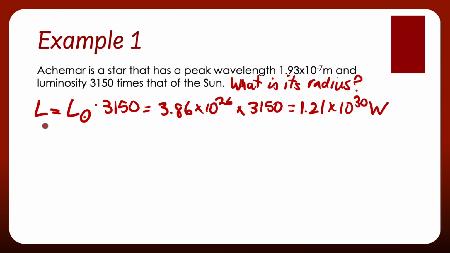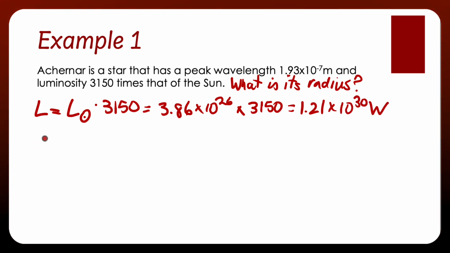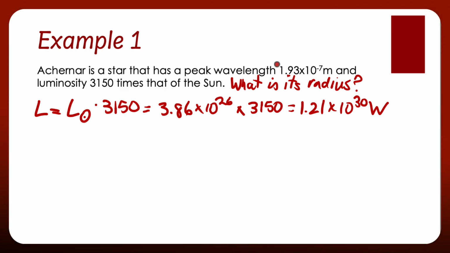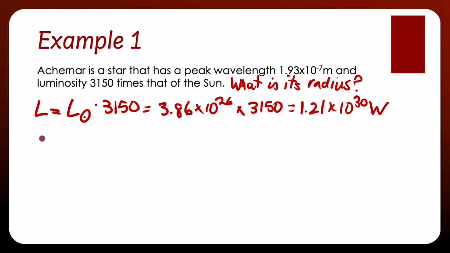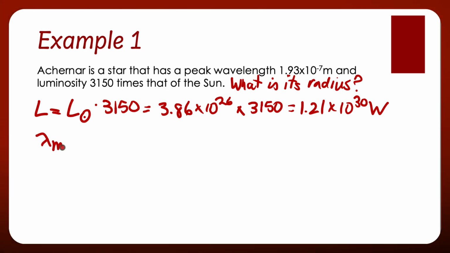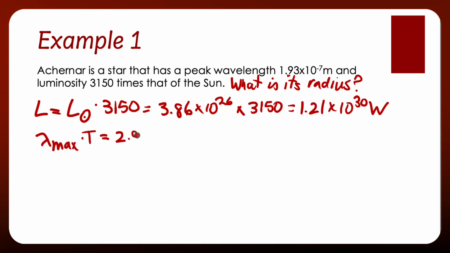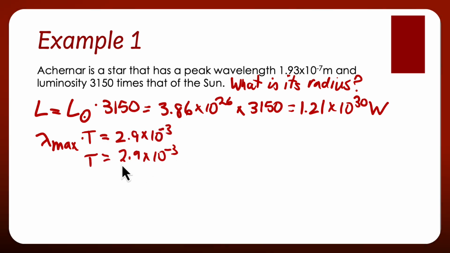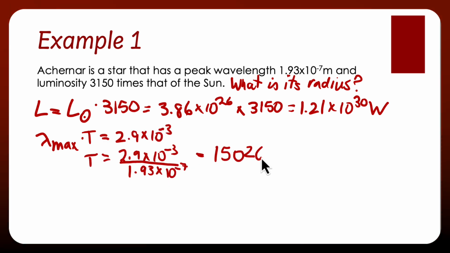Now, I'm not done. I need to have a temperature if I'm going to be able to find the radius using the Stefan-Boltzmann law. And I do know its peak wavelength, so I'm going to use Wien's law there. So remember, lambda max times the temperature equals... I know I have some extra decimal places there. That would be in Kelvin.